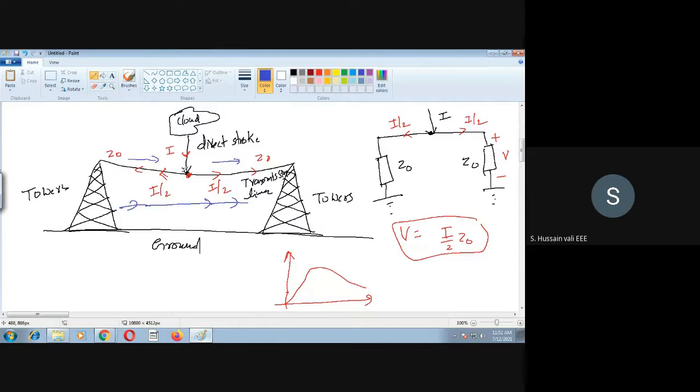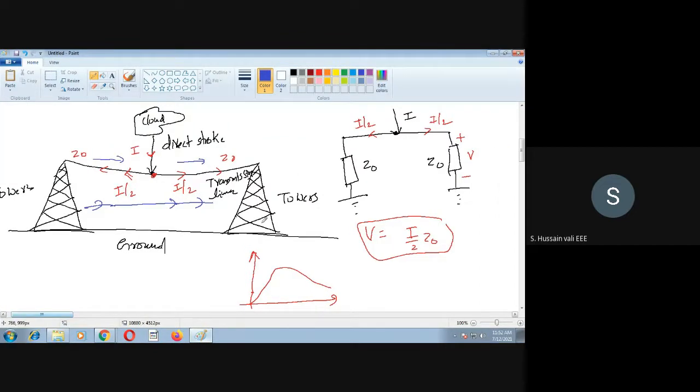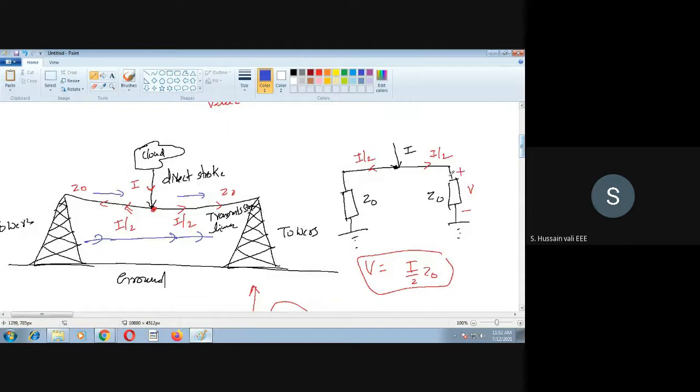Okay, whereas here the lightning current, that is I by 2, flows in the opposite direction of the actual current in the transmission line, whereas this other I by 2 is flowing in the same direction of the actual current in the transmission line. This we have seen very well. Okay, now what you need to understand here is that once you got this, that the current is in this direction.